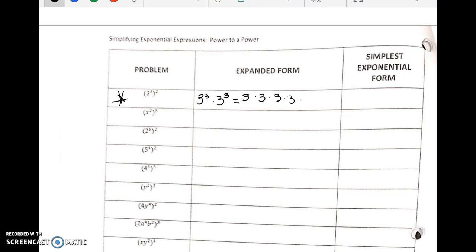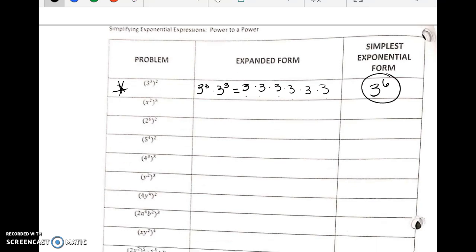Now I'm going to expand the second term of 3 to the third, and it's the same thing. Now I'm going to put it in simplest exponential form. So I keep my base of 3, and I'm just going to count how many 3's I ended up with after I expanded it all the way. I ended up with 6 3's. So I have 3 raised to the power of 6.